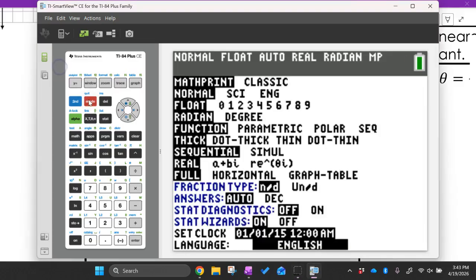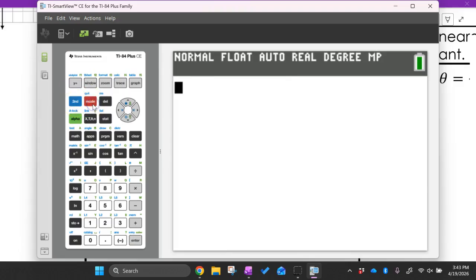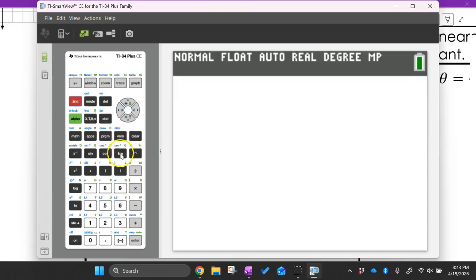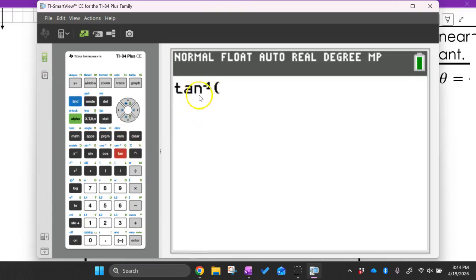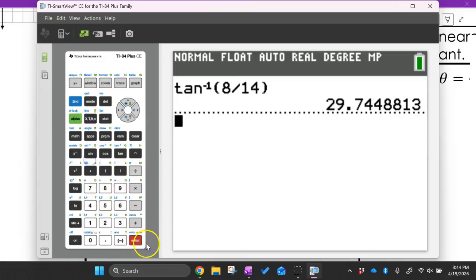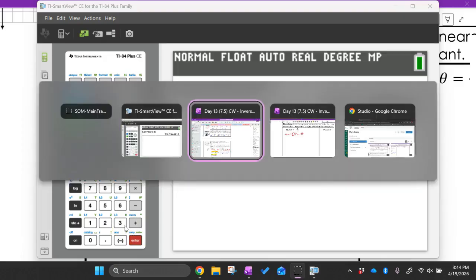I want to hit the mode button up here next to second, scroll down to radians, and select degrees. I want my information to be in degrees, and then I'm going to hit second mode to get back out of that screen. You can also see up here it says degrees, so I'm in the correct mode. Now I'm going to do second tangent, because that gets me the inverse tangent function, and then 8/14. When I do that, it gives me an output of 29.7, so 29.7 degrees.